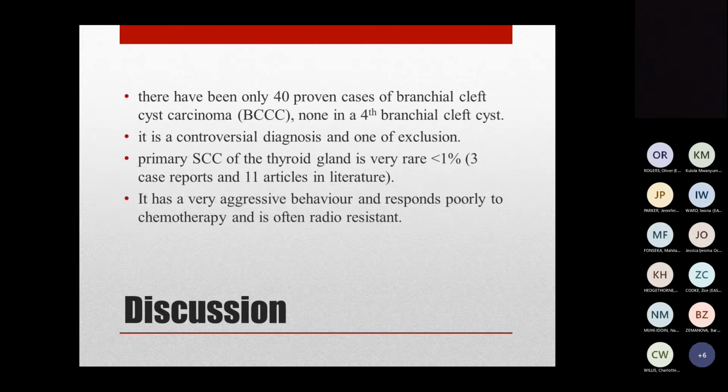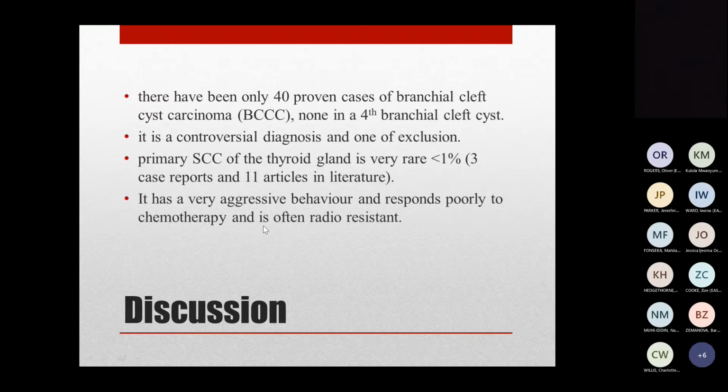Surprisingly, there have been only 40 proven cases of branchial cleft cyst carcinoma in the literature to date, and none of them have ever been found within a fourth branchial cleft cyst, so this is quite a rare case indeed. However, this is a controversial diagnosis and is one of exclusion.